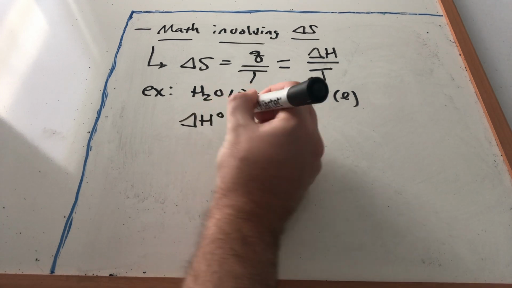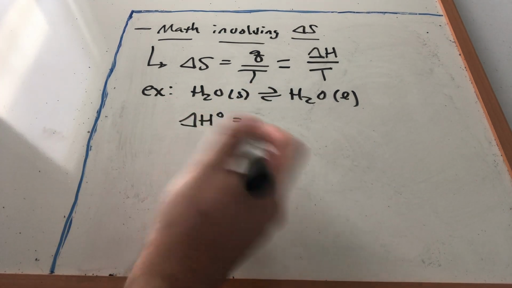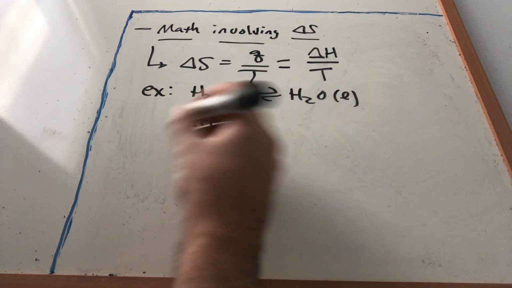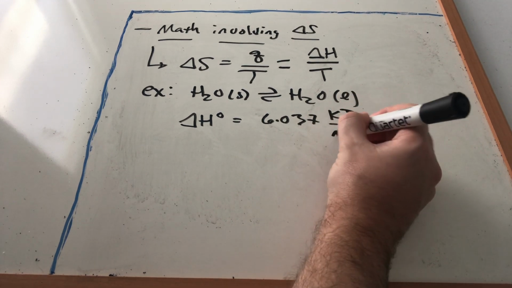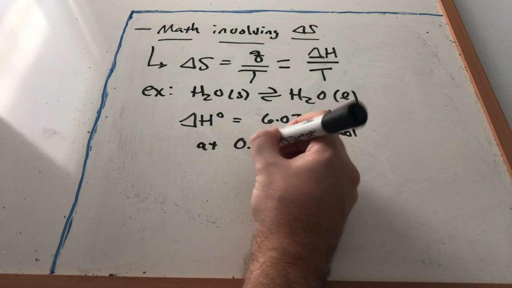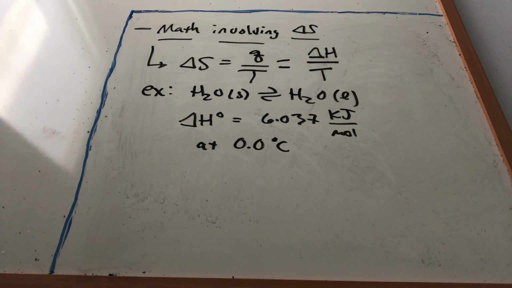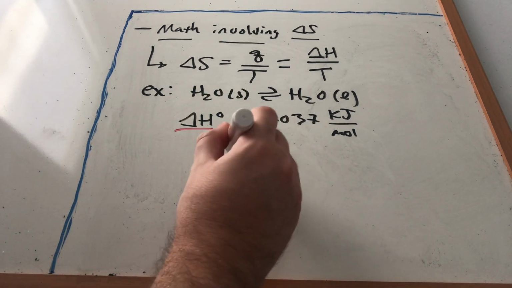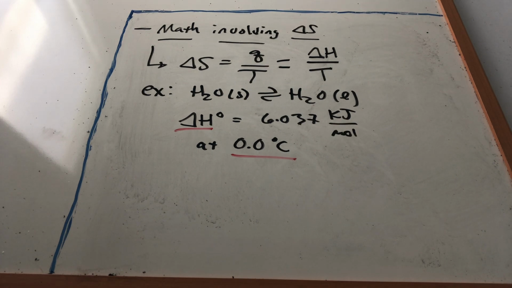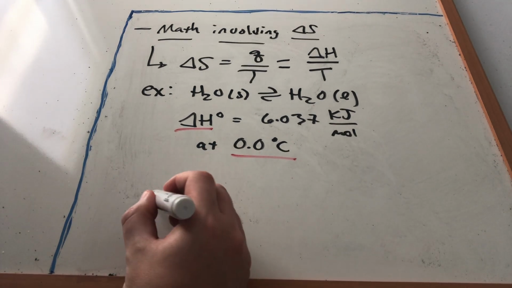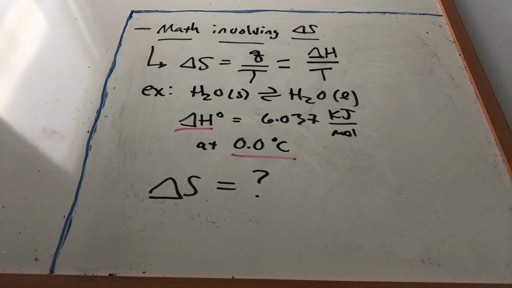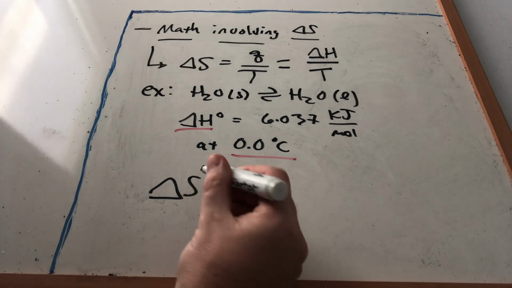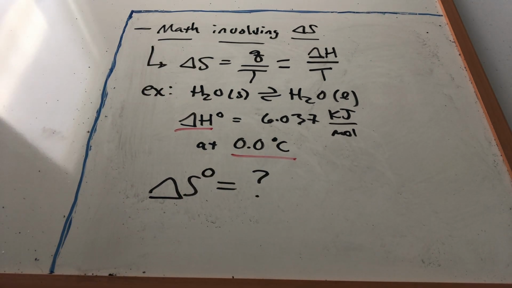And we either look on a table or we use that table to calculate a delta H naught. And what we get is delta H naught is 6.037 kilojoules per mole at 0.0 degrees Celsius. I have a delta H and I have a T. So what can I do? I can calculate a delta S. Now, delta S for this process, right, is unknown, but we can calculate it using this formula. And in fact, because we're using an H naught here, this would be delta S naught.